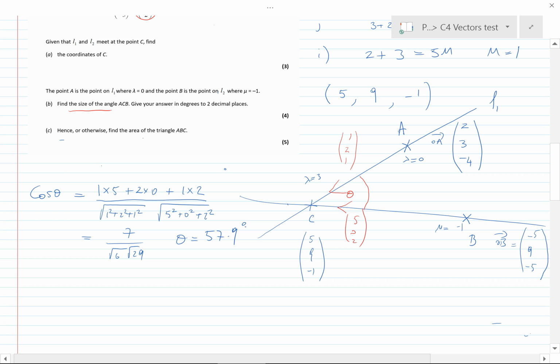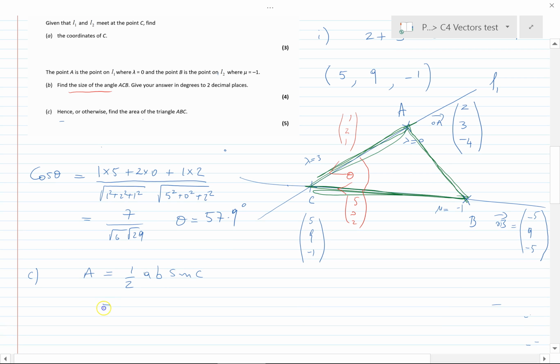Okay, so now to the next part. We now know the angle between them. The next part is to find the area of triangle ABC. Now, I should be able to work out the lengths AC and BC reasonably easily, and I know the angle in between. So the formula I'm going to use is half AB sin C, the formula where if you know the lengths of the two sides and the angle in between, we can work out the area. So we just need to work out the lengths of these.